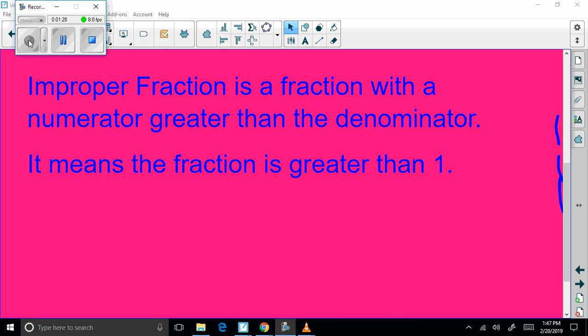Thank you, Janae. Improper fraction. Improper fraction is a fraction with a numerator greater than the denominator. It means the fraction is greater than 1. So I have Jasmine with me here today, and Jasmine is going to write an example of an improper fraction on the board. Go ahead.